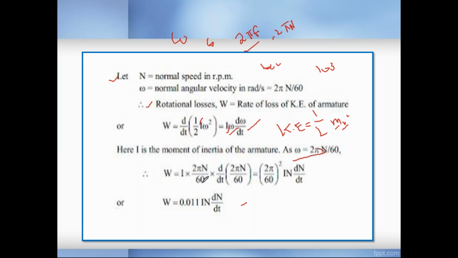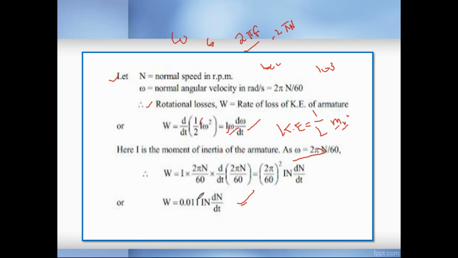So in this, 2 pi by 60 is a 2 times, right? So I'm going to be squaring it, and (2 pi by 60) whole square times I n dN by dt. Finally the rotational loss formula is 0.011 I n dN by dt. This is the most important formula, and we get it in competitive exams.